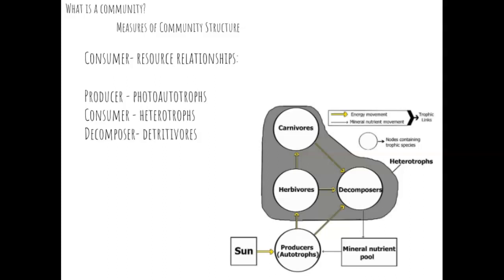So when we're looking at this graph on the bottom right-hand side of your screen, the yellow arrows are important because they're showing the energy movement within the system. Energy comes from the sun, producers turn that into usable energy, herbivores eat the producers, carnivores eat the herbivores, and then decomposers use any leftover energy from those organisms.